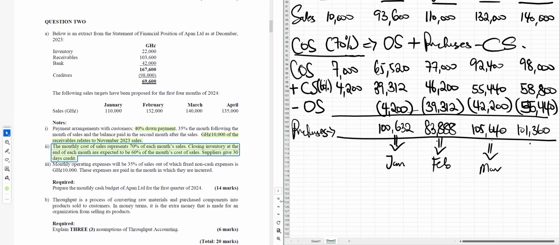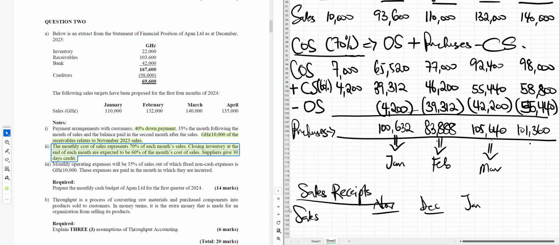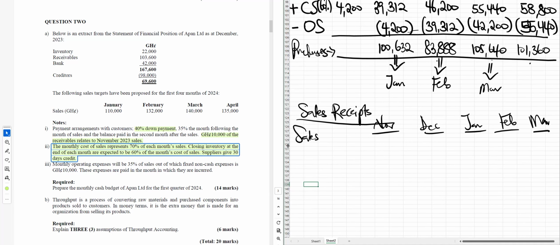So let's come and say sales receipt, right? So first of all, I always write my sales again, so that I don't get confused. So I'll put down my November, December, January, February, March, and then April, right? Okay. Because I need to get it. So the sales, let's write them again.